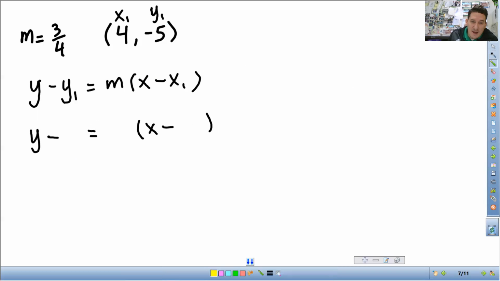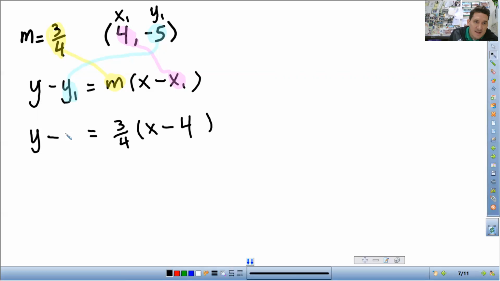So the slope, 3/4, goes in for m. So this is going to be 3/4. x1 is 4, comes down right here. So this becomes 4. And then the negative 5, that's the y1, comes over here. So that's minus negative 5.